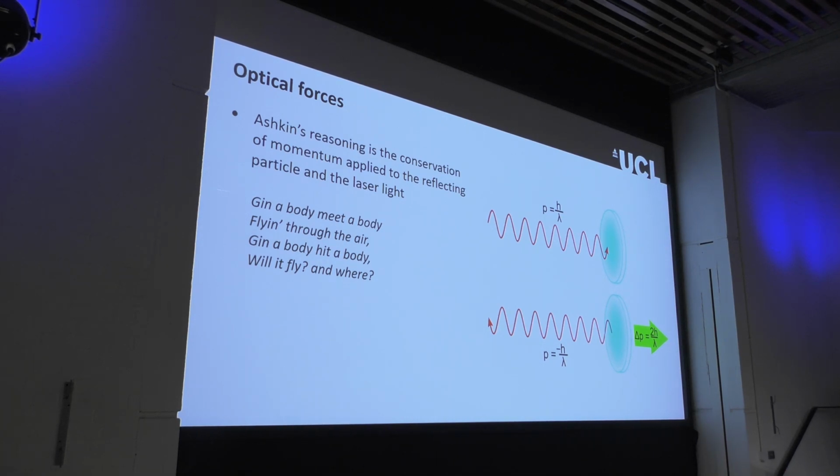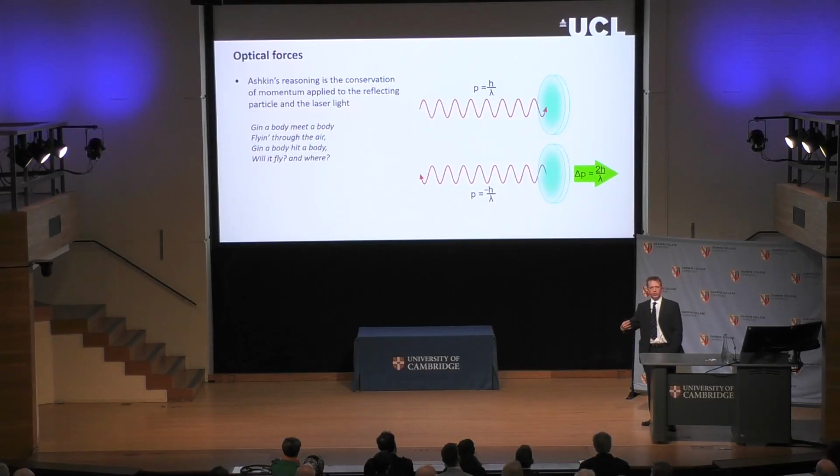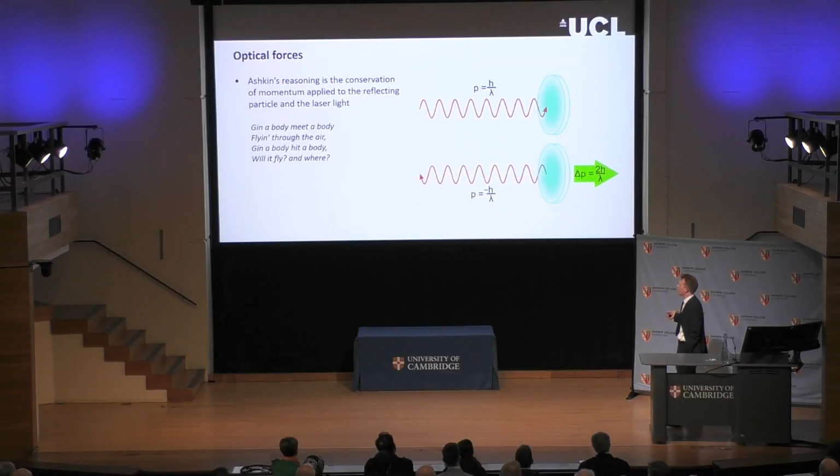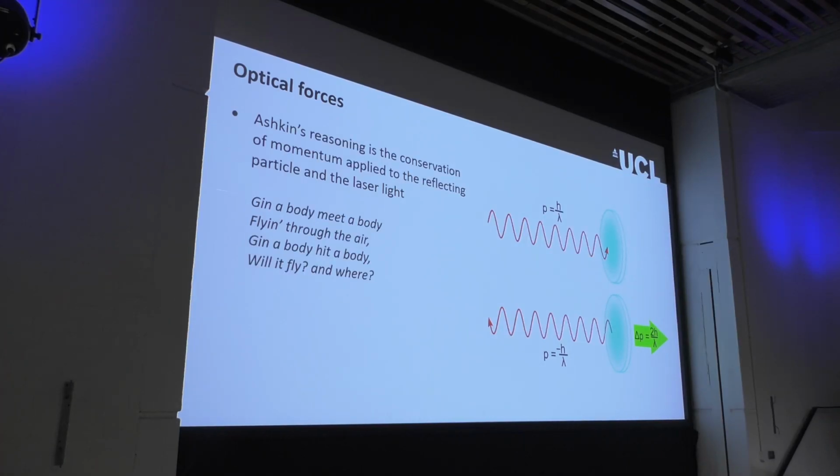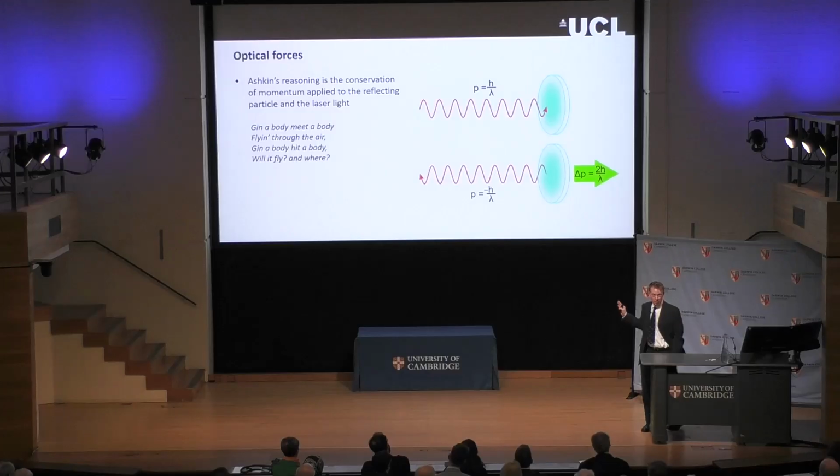Now, what happens there can be solved by application of conservation of momentum. Something we do when we start doing physics. We have many, many problems on solving collisions of billiard balls or projectiles colliding in the air, and what happens. As in the poem, "Gin a body meet a body, flying through the air. Gin a body hit a body, will it fly, and where?" I can't judge the quality of the poetry, but the poet is our friend James Clerk Maxwell. So I think he knows what he's talking about.